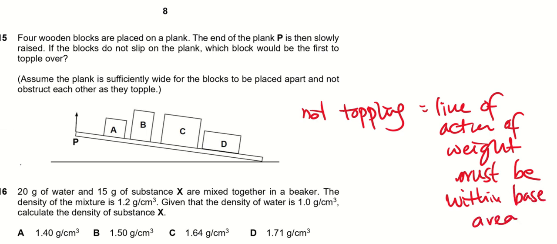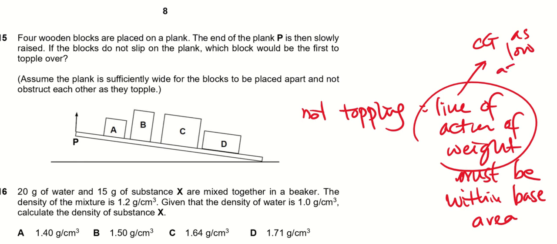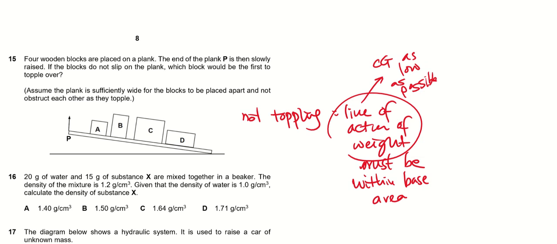Okay, so if I want the line of action of the weight to be within the base area, that means the CG must be as low as possible. So this is actually your condition for stability: CG as low as possible and the base area as large as possible. So for A, the CG is somewhere here, center, right? B is higher. They have the same base area, therefore B is wrong. It will topple more than A. Okay, how about C? C is actually center, D center, right?